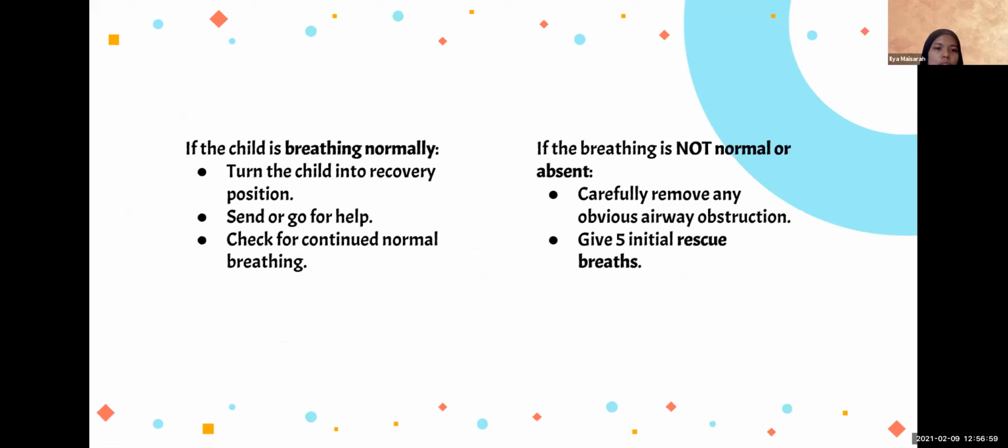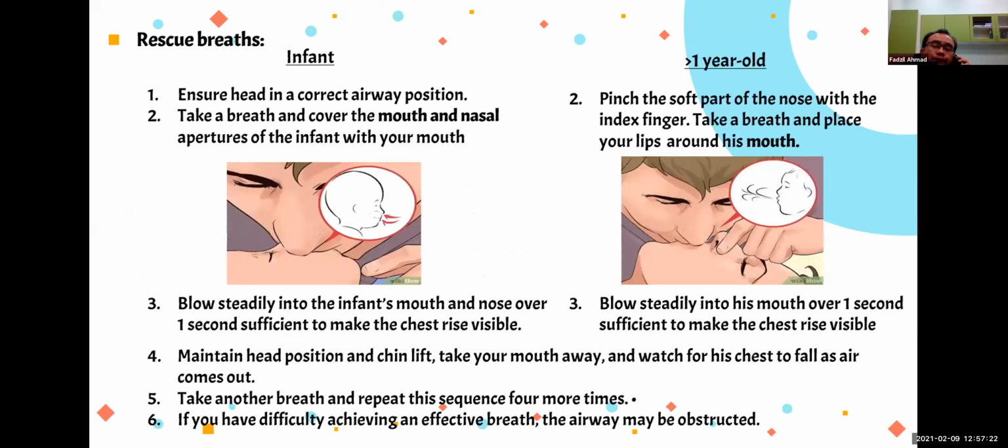If the child is breathing normally, we can turn the child into the recovery position, and then we can send someone or go for help, and we need to check for continued normal breathing in the child. But if the breathing is not normal or absent, we need to carefully remove any obvious airway obstruction and give 5 initial rescue breaths.